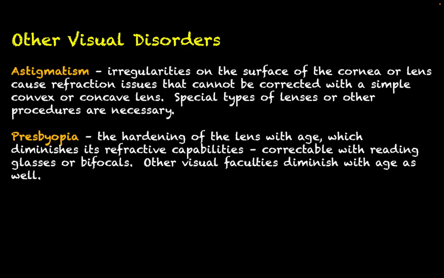Presbyopia is just an age-related loss of visual acuity, and this can be attributed to the hardening of the lens with age, and that will diminish its refractive capabilities and basically make it so that you have trouble focusing on things that are right in front of you. So this can be corrected with just reading glasses or bifocals.